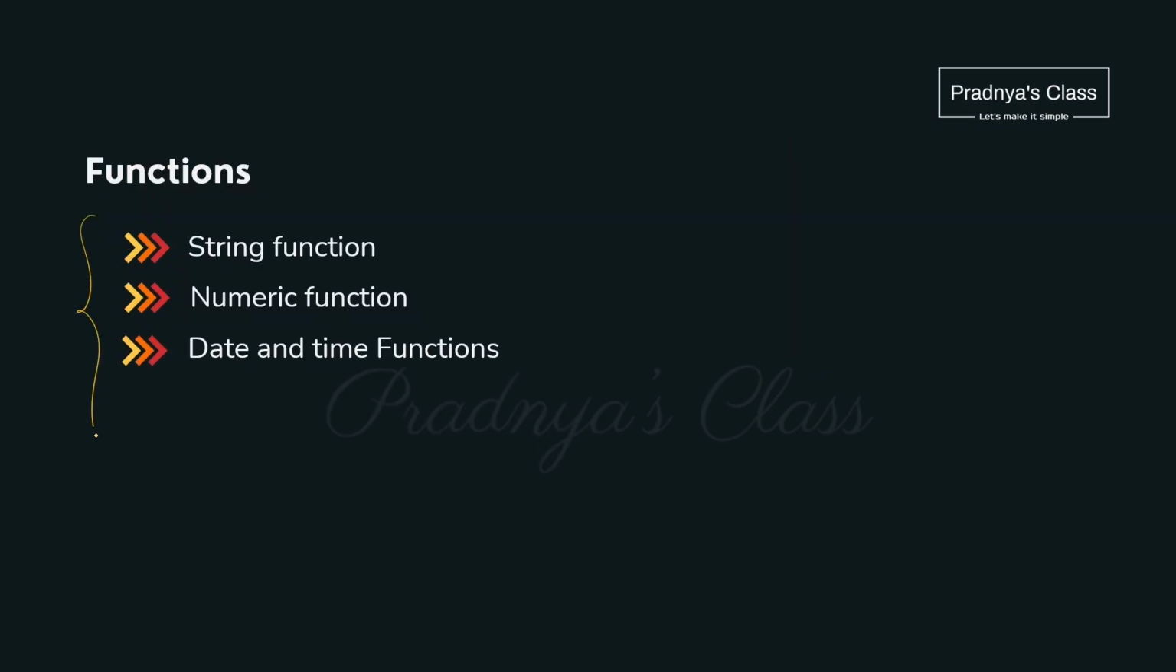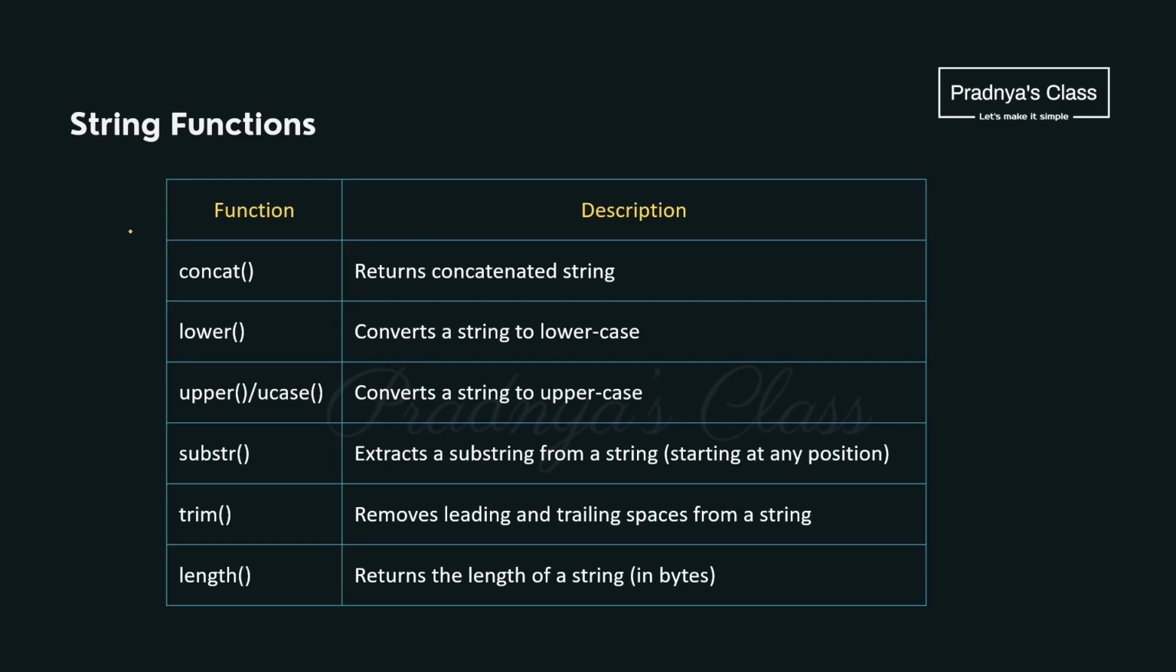There are some built-in functions which can be used with the select command: string functions, numeric functions and date and time functions. So here is a list of commonly used string functions: concatenate, lower, upper, substring, trim and length. Go through the explanation, you will understand it easily.